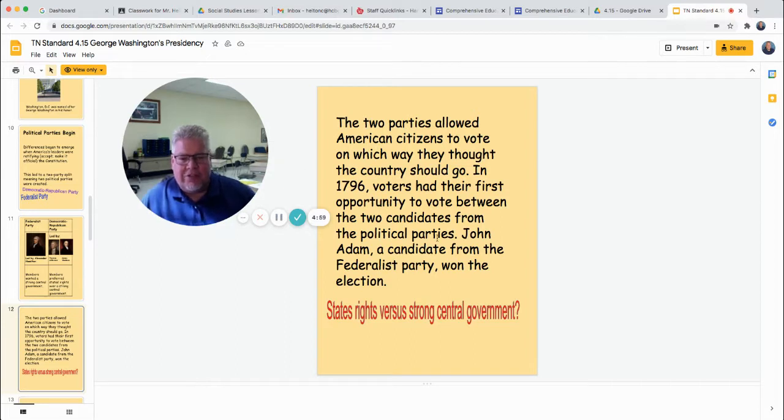States' rights versus strong central government. In this election after George Washington finished his term in office, John Adams from the Federalist Party, a strong central government, won.